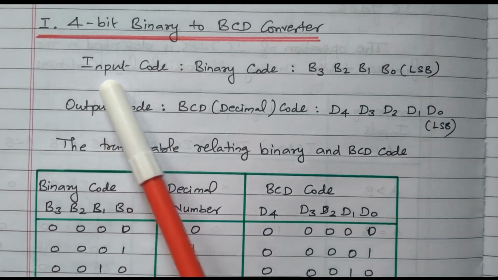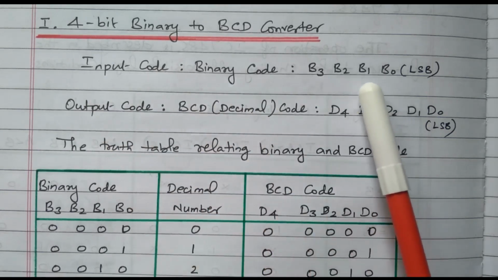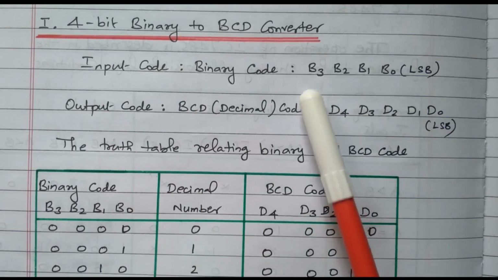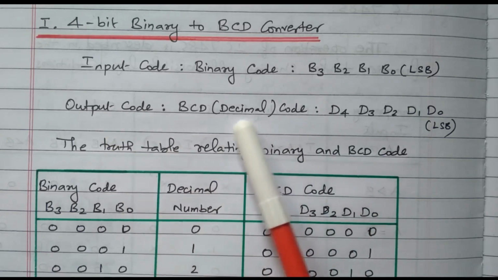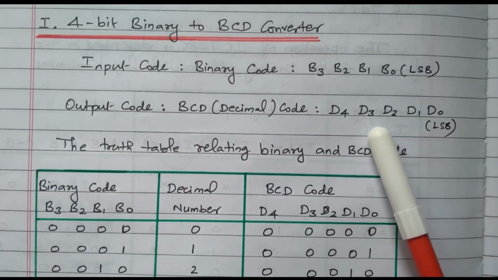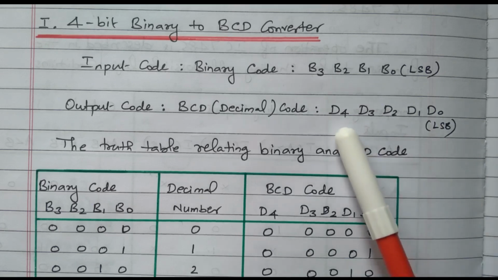So first we will see the input. Input code is nothing but binary code: B0, B1, B2, B3. B0 is the LSB, B3 is the MSB. Now the output code is nothing but BCD code, binary coded decimal: D0, D1, D2, D3, the 4 digits. D0 is the LSB. We have one more digit, D4. Why do we have the D4?